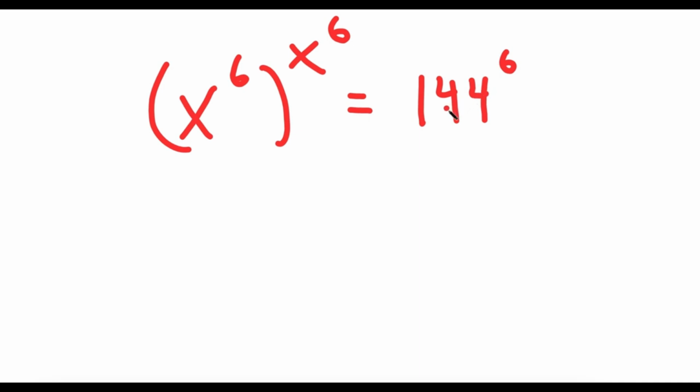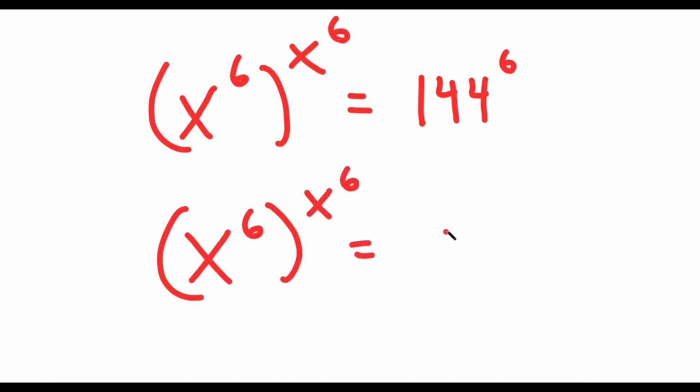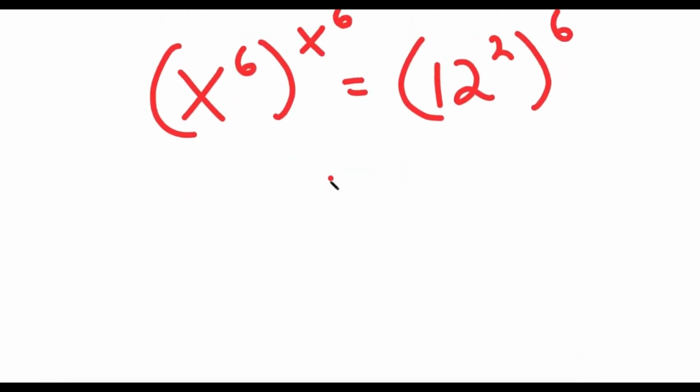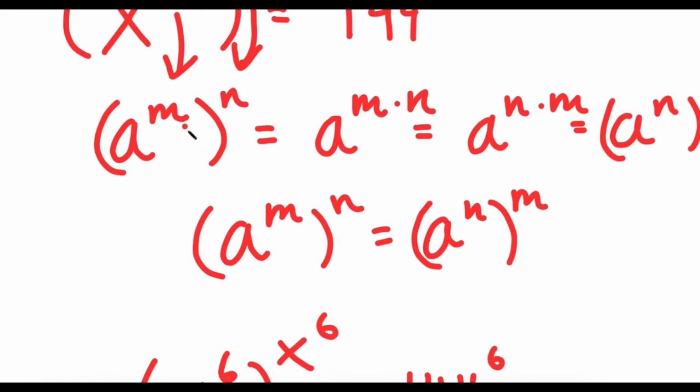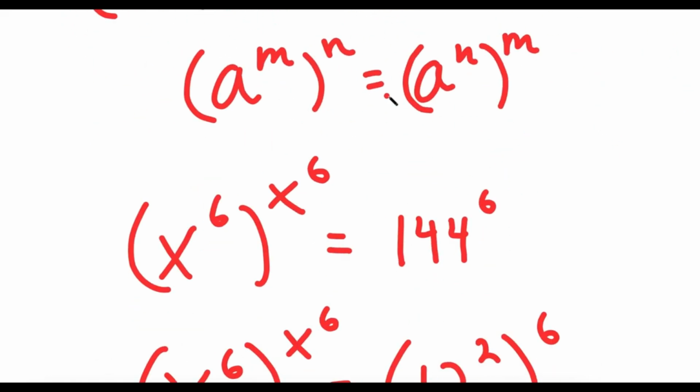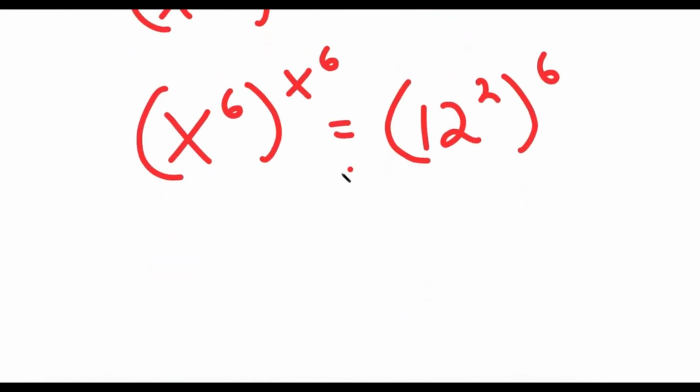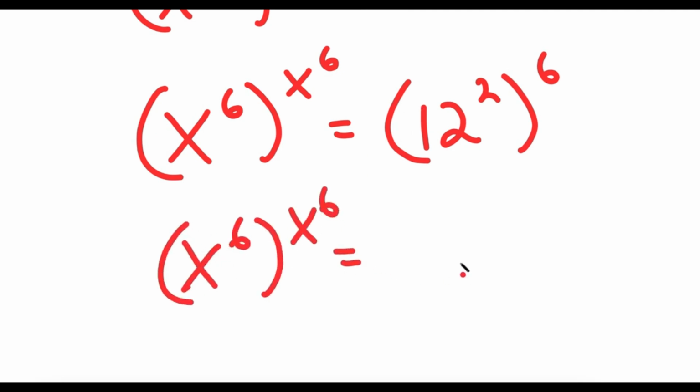144 is the same thing as 12 squared. So I get x to the power of 6 to the power of x to the power of 6 is equal to 12 squared to the power of 6. And remember, if I have something in the form a to the power of m to the power of n, this is equal to a to the power of m times n. So 12 to the power of 2 to the power of 6 is going to equal 12 to the power of 2 times 6, which is 12 to the power of 12.